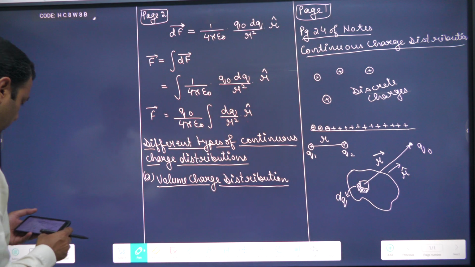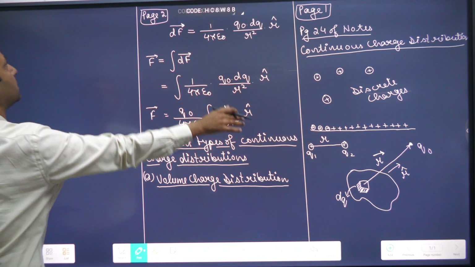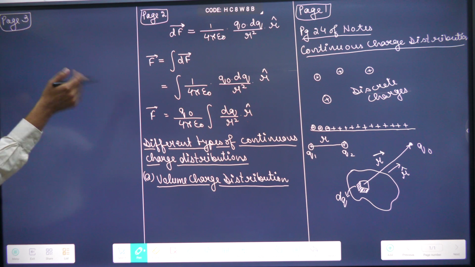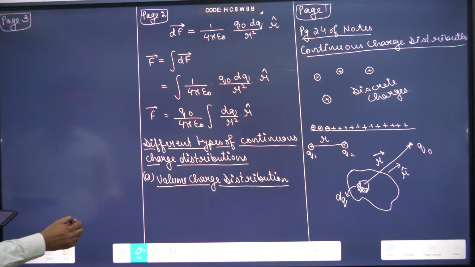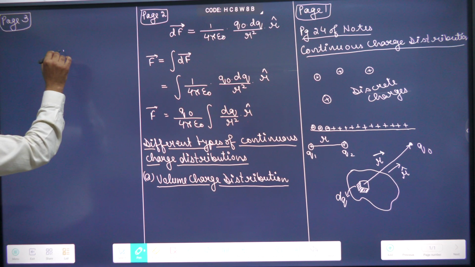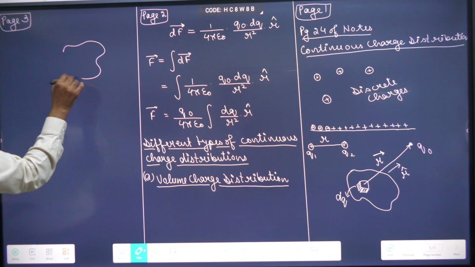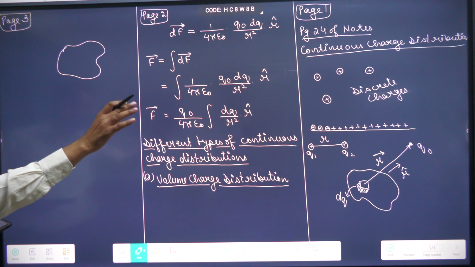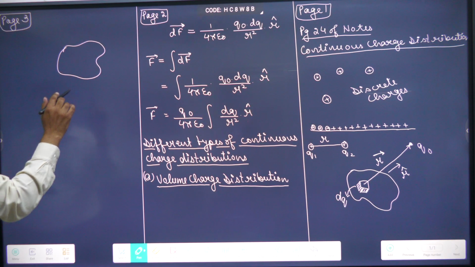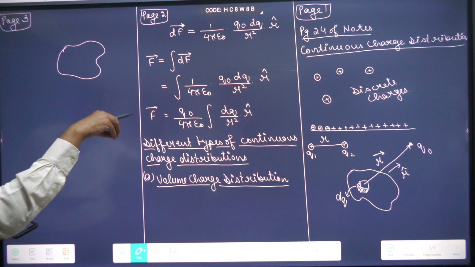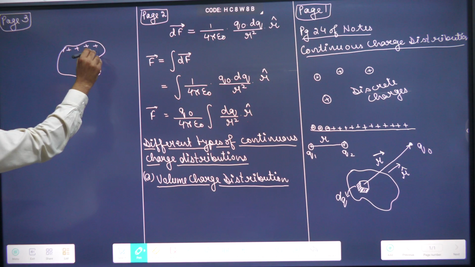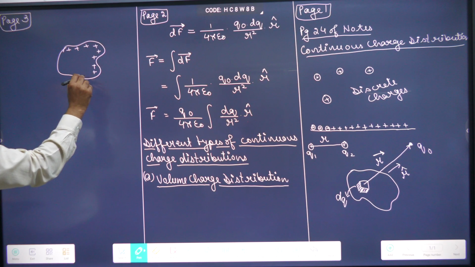So let us make a diagram for understanding what is volume charge distribution. I am drawing a random shape. You can also draw any type of shape. It is not required to draw the same type of shape which I am going to draw. Suppose that this is a bag. The shape of this bag is any kind of shape, and in this bag there are so many charges which are filled inside it. So the charges are plus, plus, plus, plus, plus, plus, plus.